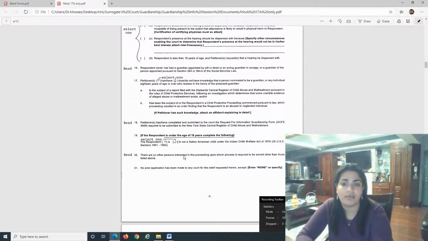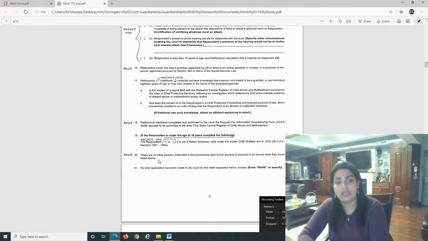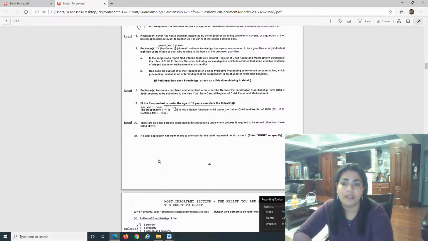There are no other persons interested in this proceeding under whom process is required other than those listed above. This is an affirmative statement telling us that you have given us all the information that we need to determine who are the interested parties, all the people that have a right to object, or that are needed to consent in order for this to move forward. Number 21, no prior application has been made to this court except, have you come in here and tried to apply for guardianship in the past? If so, list it down. If not, just write none.